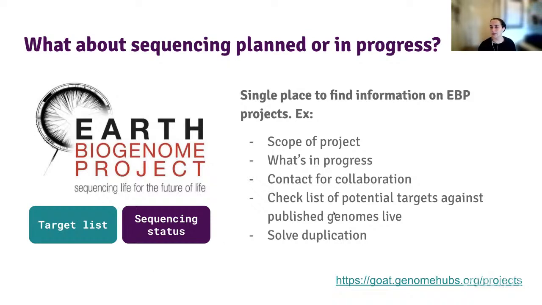And then solve duplication, because although there are 40-something projects in the Earth Biogenome Project, some of them have scopes that are very overlapping. So identifying things that have been initiated really helps early on to define new collaborations, who has samples, or also if one project should just hold and use the resources for something else.